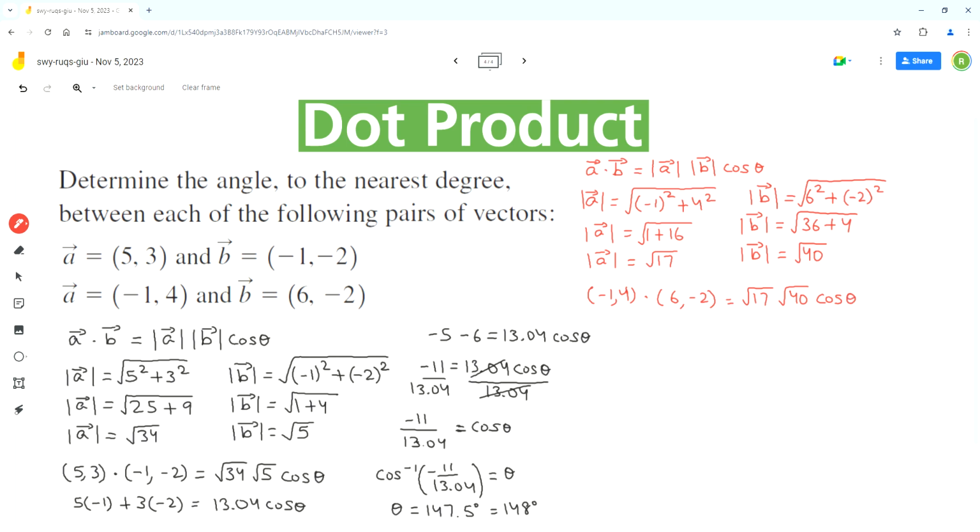Now on the left side we can do the dot product. So we'll multiply the x component and the y component. And square root of 17 times square root of 40 is equal to 26.08.